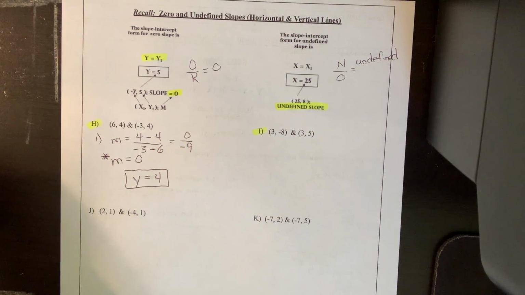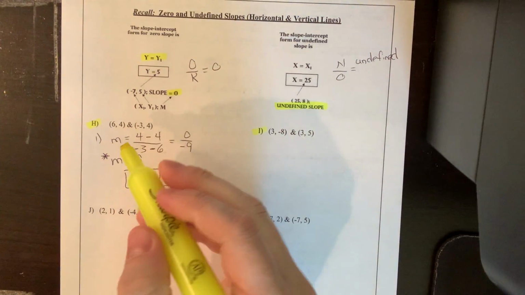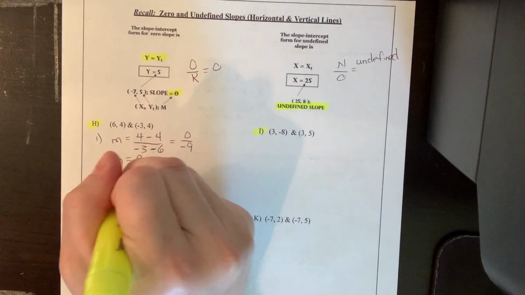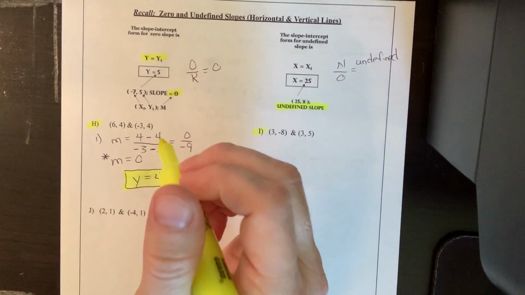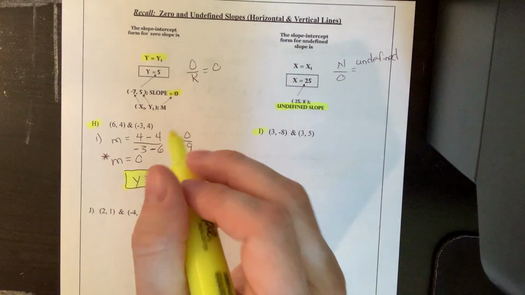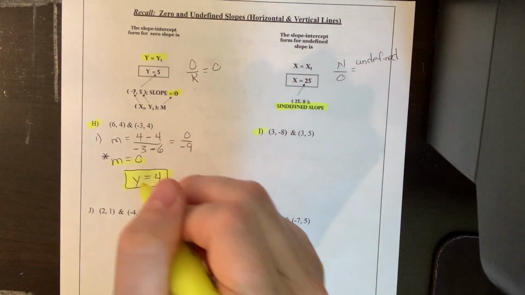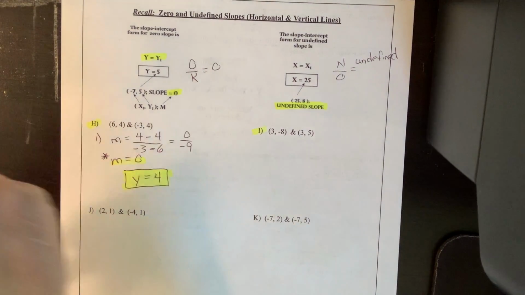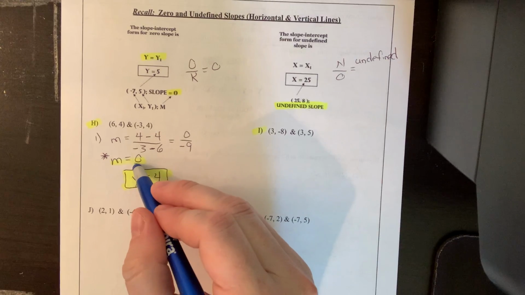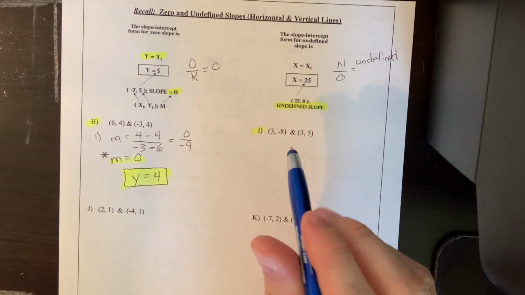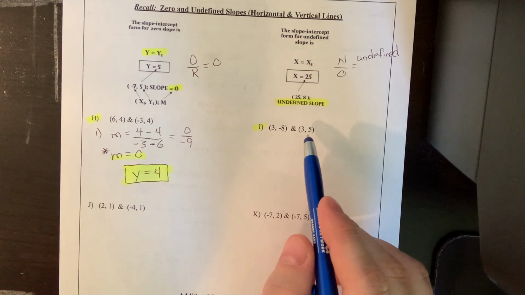X could be -3, x could be 6, x could be -infinity. Does not matter. The y coordinate is always going to be 4. So 0 slope means your equation is y equals 4. Don't confuse the two. This is an equation. This is slope. 0 slope represents this equation. Last example, then we're going to wrap this video up.